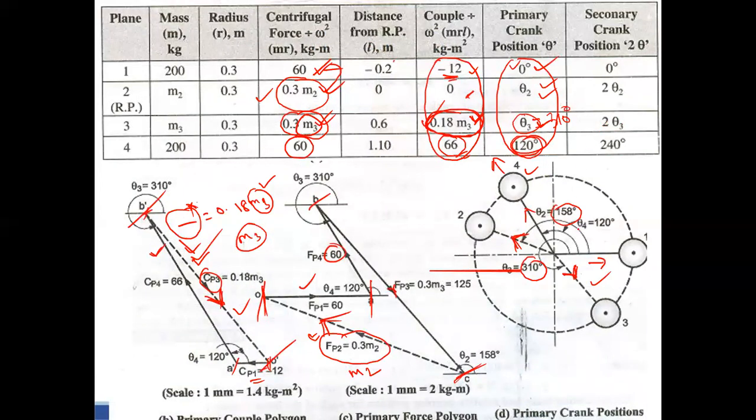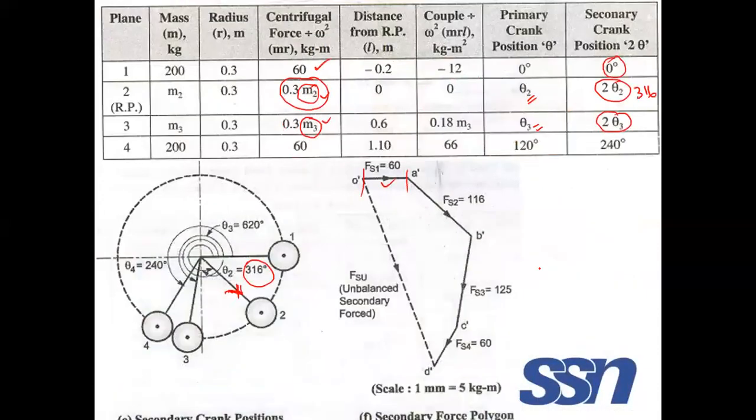Similarly, theta 3 is how much? Theta 3 is 310. So multiply with 2. 310 into 2, so 620. That is one round of 360, then the second round. 620 minus 360 gives this value. So this is the position of 3. What is the position of 4? That is 120 into 2, 240. This is the position of 4.